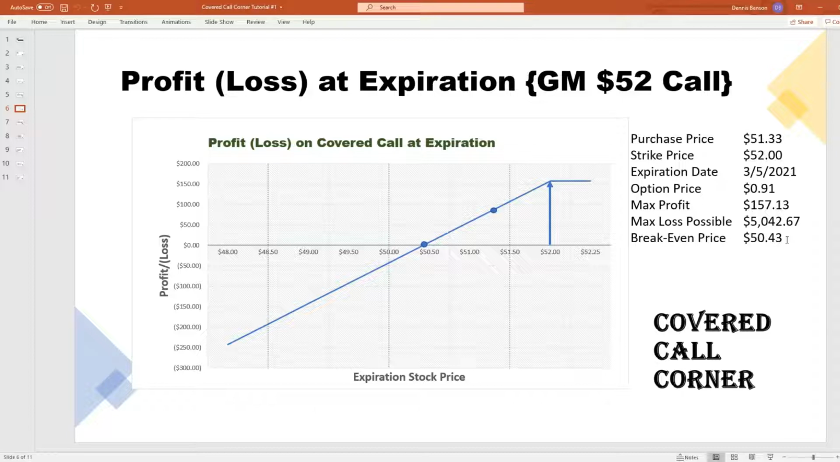There's the risk of something astronomical happening to GM, but it's highly doubtful. But here's an important key element. The break-even price for my position is now $50.43. I bought it at $51.33, but my break-even, if I could sell it next Friday after this option expired for $50.43, my brokerage account would have the same amount of money next weekend as it started this weekend with. That's because I captured this option price and the sales price to get me back to the original purchase price.